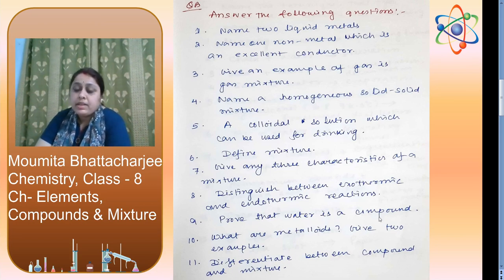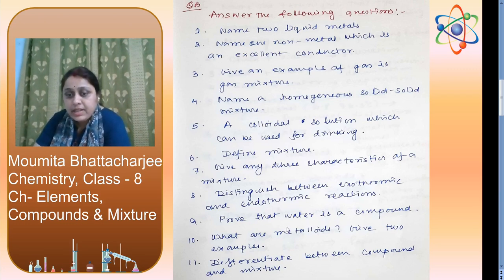Prove that water is a compound. How will you prove that? In water we have the components oxygen and hydrogen, and they are mixed in a fixed proportion, that is two atoms of hydrogen and one atom of oxygen. So ratio will always be 2:1. So it's a compound.